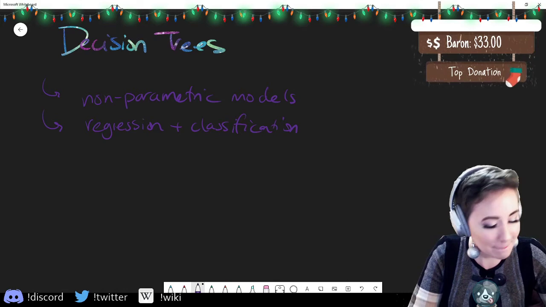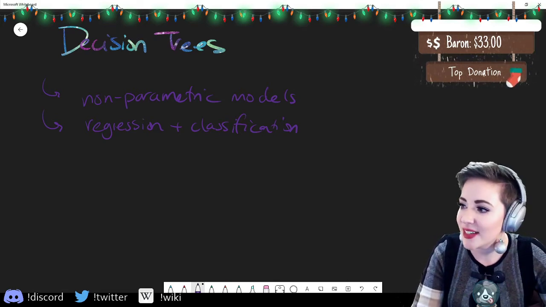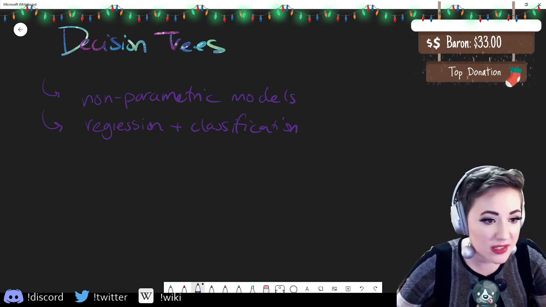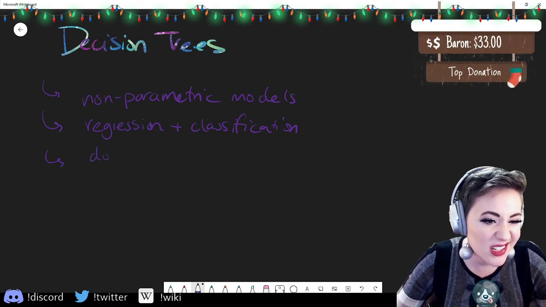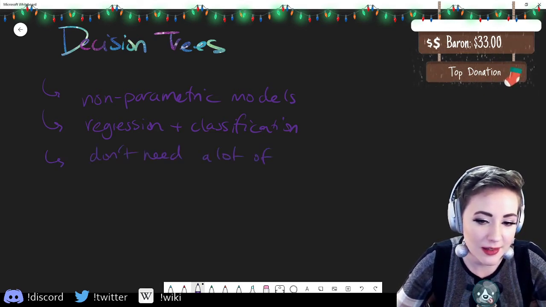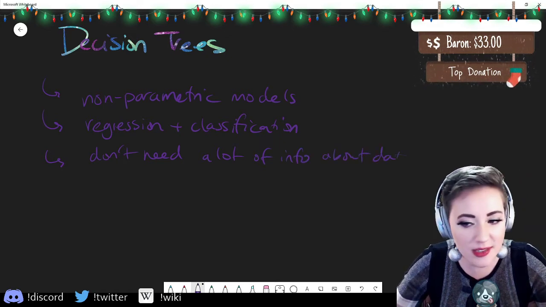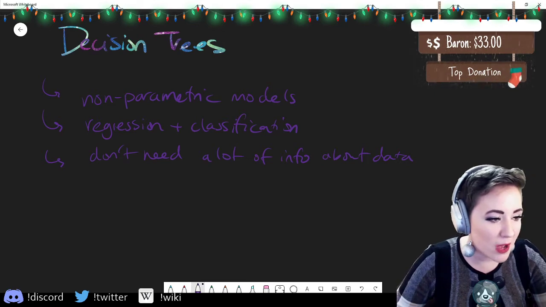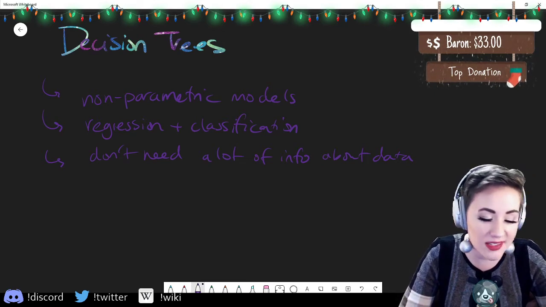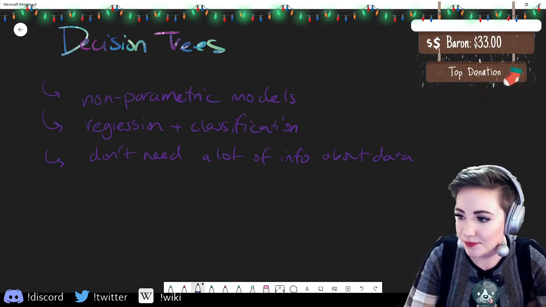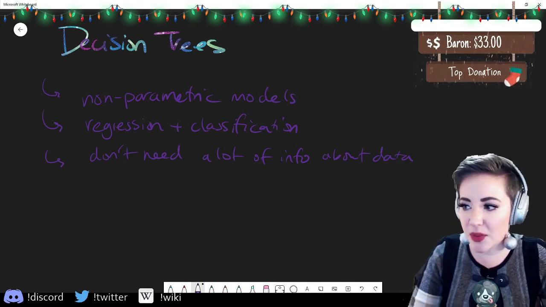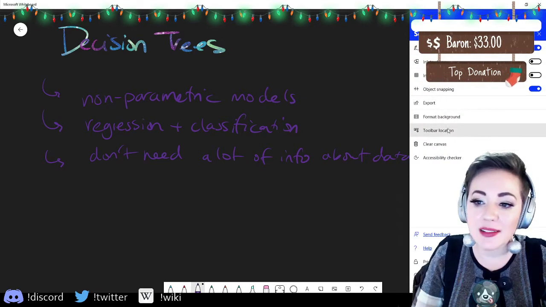So that was fun. One of the great things about decision trees, you don't need a lot of info about the data. Just like KNN, this is one of those models you can throw at the wall and see what sticks. Let's examine though what this would look like.